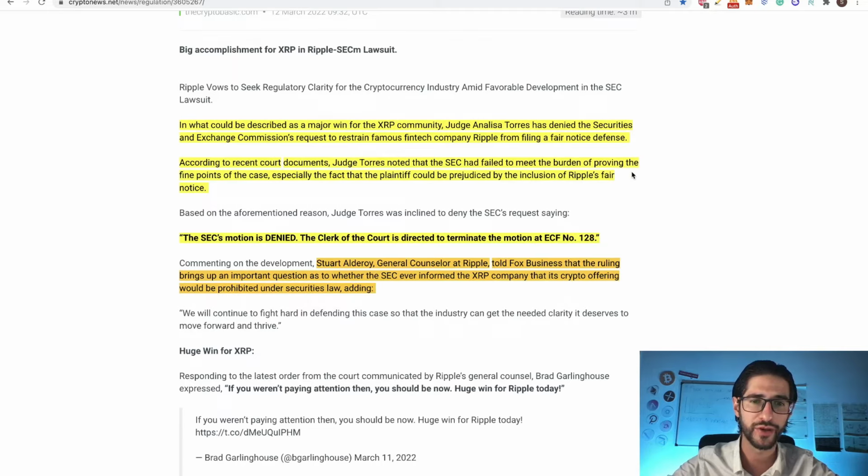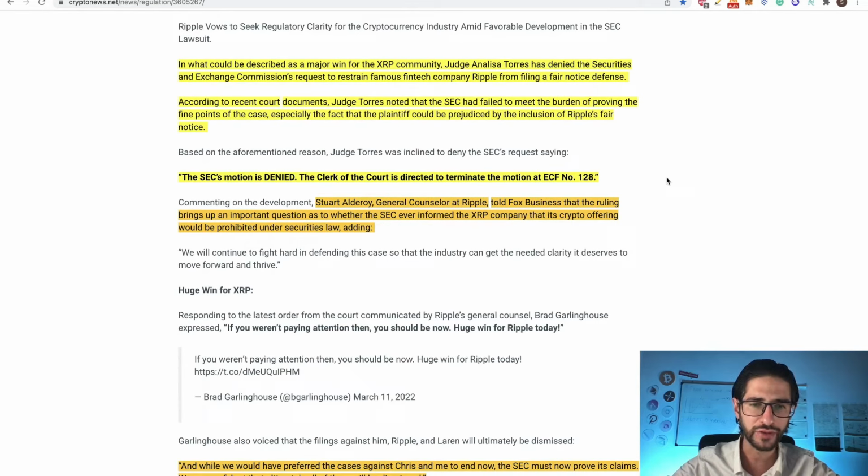In what could be described as a major win for the XRP community, the judge Analisa Torres has denied the Security and Exchange Commission request to restrain famous fintech company Ripple from filing a fair notice defense. According to recent court documents, the judge Torres noted that the SEC had failed to meet the burden of providing the fine points of the case, especially the fact that the plaintiff could be prejudiced by the inclusion of Ripple's fair notice. The SEC motion is denied. The clerk of the court is directed to terminate the motion at ECF number 128.